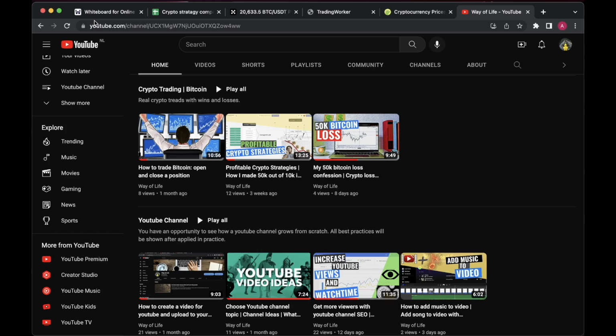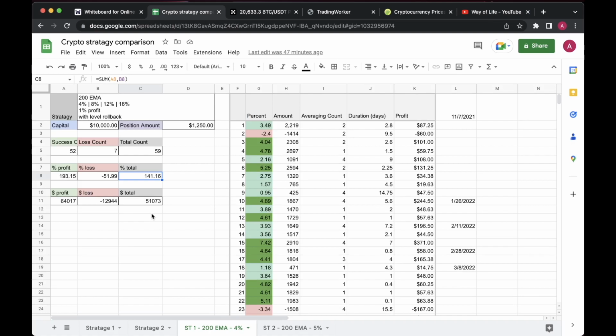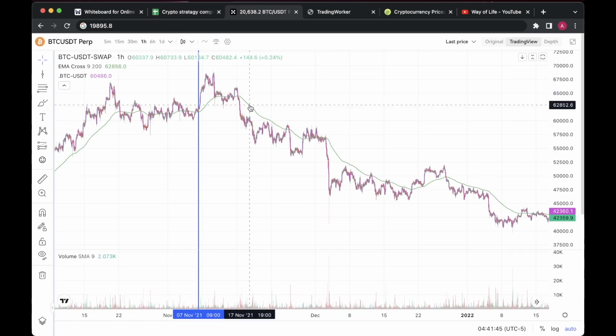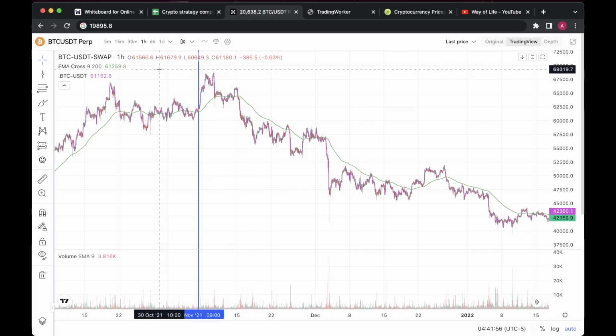Okay, let's start with the main part of this video, with the strategy which I have created. You can see my spreadsheet, some kind of calculation there, and metadata for the strategy. So the main idea here is we need to use 200 EMA. You can see it on my screen, this green line. Please pay attention that this is a 1 hour interval.